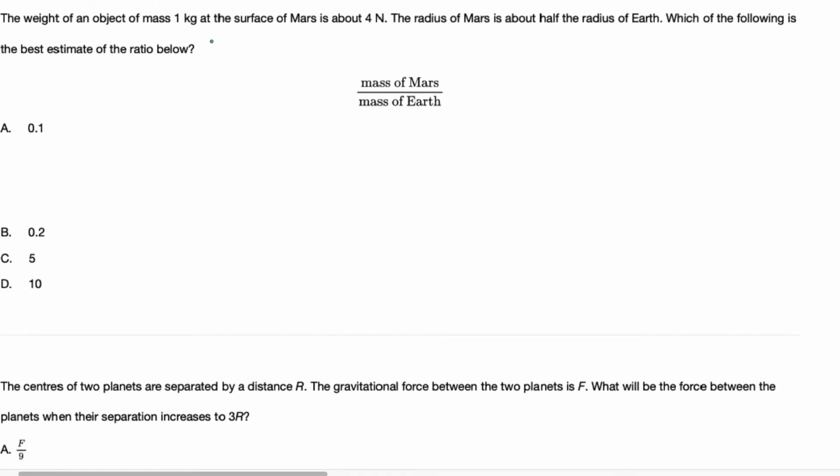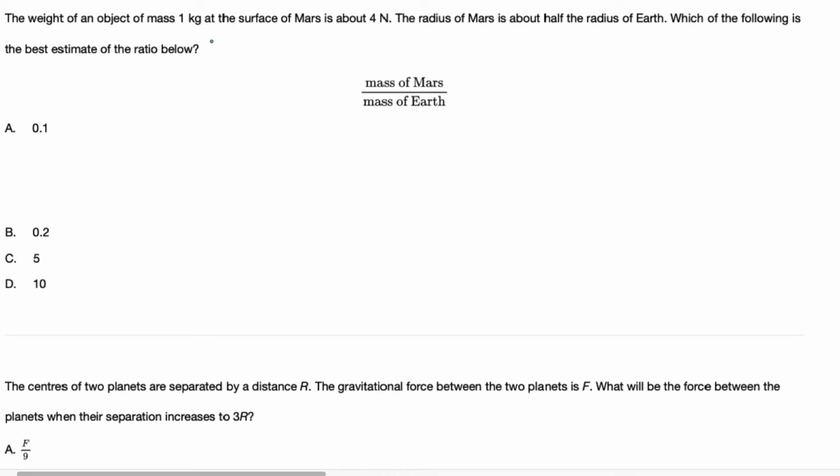The weight of an object of mass 1 kilogram at the surface of Mars is about 4 Newton. The radius of Mars is about half the radius of Earth. Which of the following is the best estimate of the ratio mass of Mars over mass of Earth? To solve this question is very similar to the previous question we have done. We just need to use proportionality.